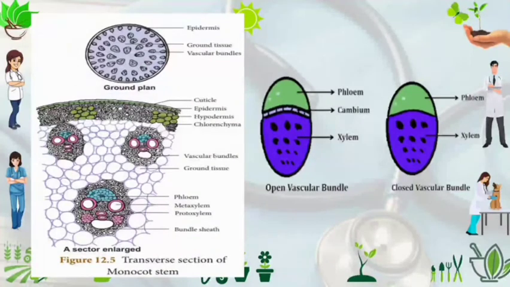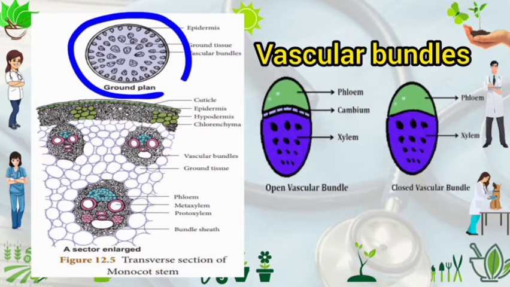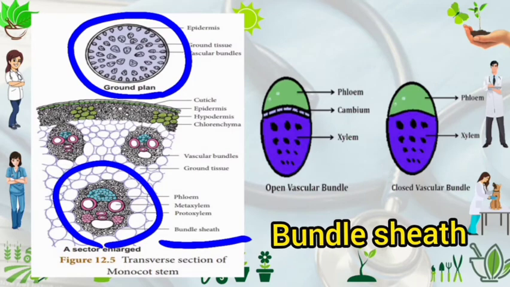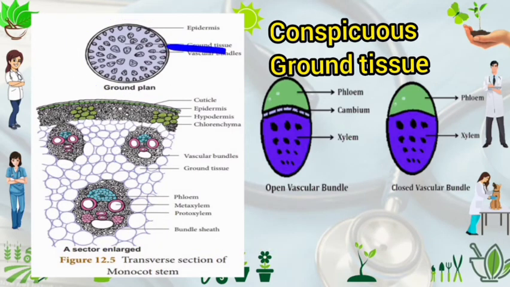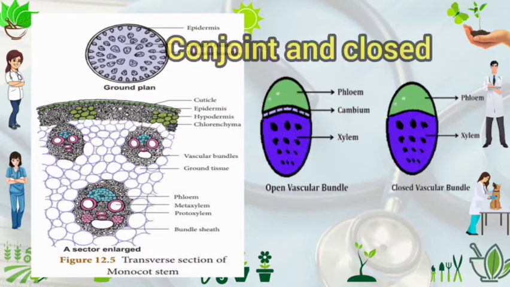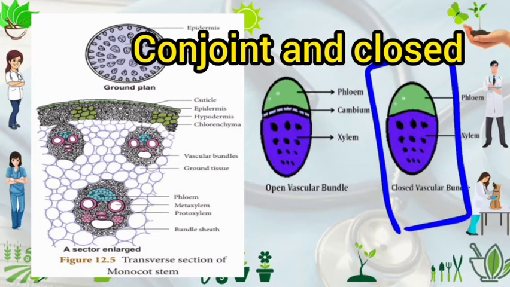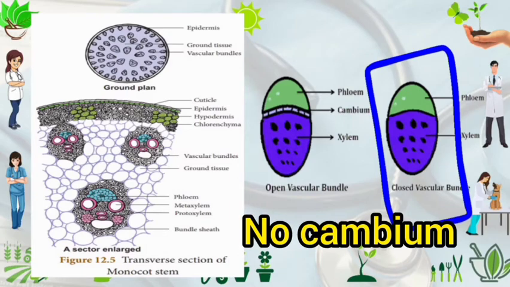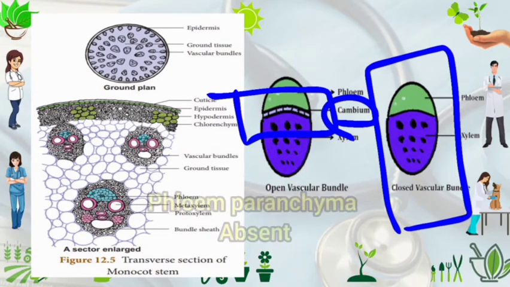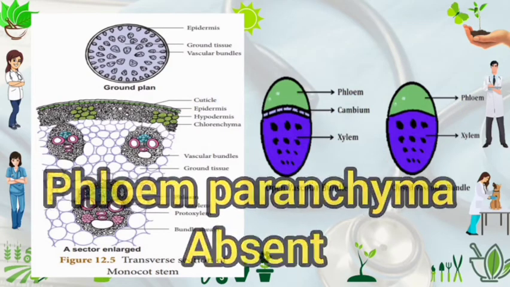We can see the cross section of a monocotyledonous stem. In the transverse section, we can see there are a large number of vascular bundles which are surrounded by bundle sheath. There is large conspicuous ground tissue which is parenchymatous. Vascular bundles are conjoined and closed. What do you mean by closed? Closed means there is no cambium in between. Here you can see it is open, where there is a cambial strip in between the xylem and phloem. Finally, phloem parenchyma is absent.